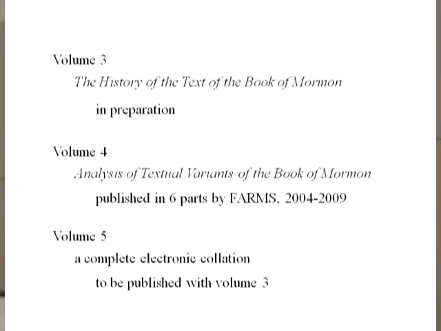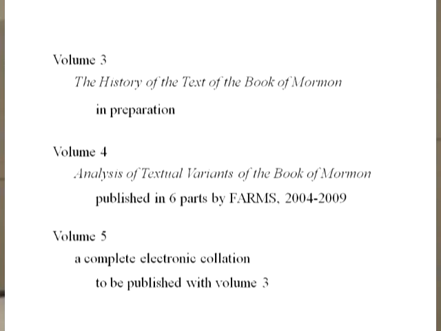Continuing from that, there are 3 other volumes. Volume 4 was completed last year. This is the analysis of textual variants. These are 6 books, the maroon books, which are up here, and they represent my work going through the text, basically verse by verse, looking at all the variants, potential variants, looking at the evidence to try and determine what the original reading might have been. Volume 3 is a history of the text, which I am currently working on, and Volume 5 will be a computerized collation that will be made available with Volume 3. I'll show you a little bit more of that in a second.